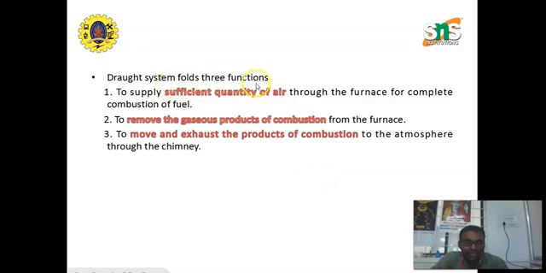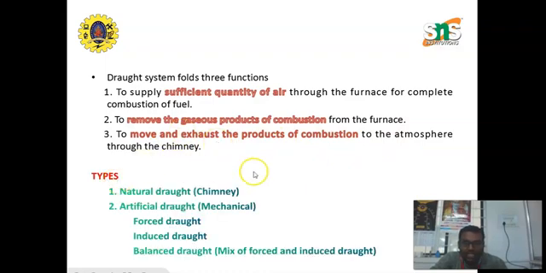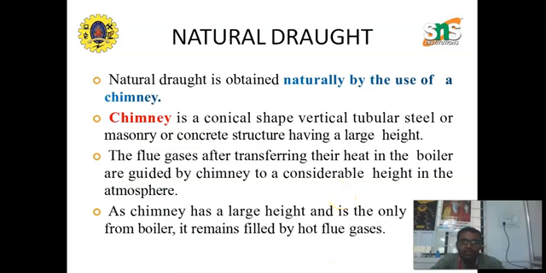The draught system holds majorly three functions. The first point is to supply a sufficient quantity of air through the furnace for complete combustion of fuel. The next one is to remove the gaseous products of combustion from the furnace and exhaust them to the atmosphere through the chimney. Different types of draughts are natural draught and artificial draught, which is forced, induced, or a mix of forced and induced.